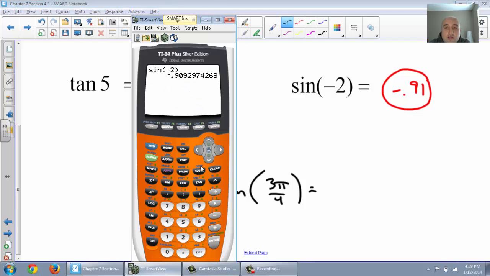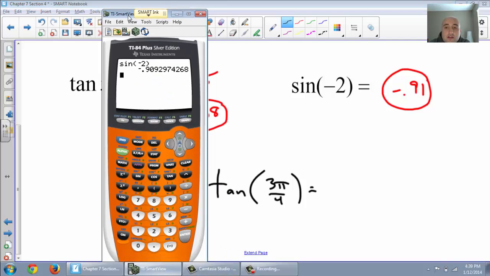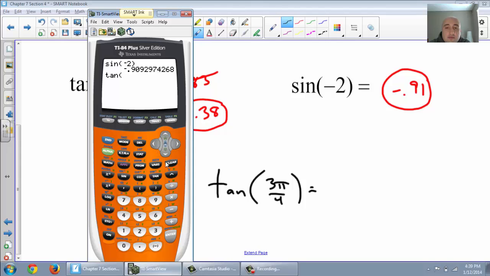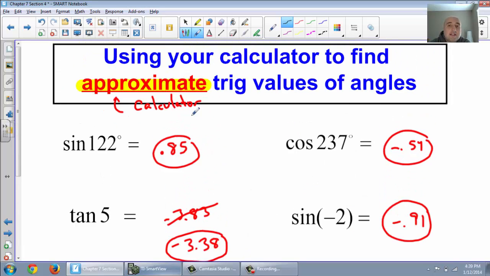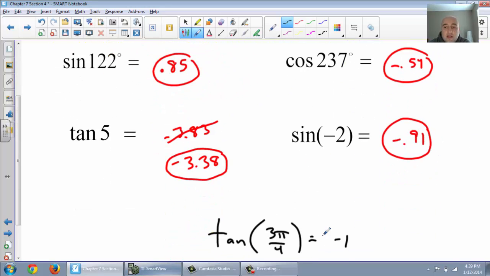We're going to go back to our calculator now. Tangent of, I got to put 3 pi in parentheses, sorry. I'm going to put 3 pi in parentheses divided by 4, and then close your parentheses. And my answer is negative 1. So that is how you find approximate answers. Decimal answers are approximate answers.